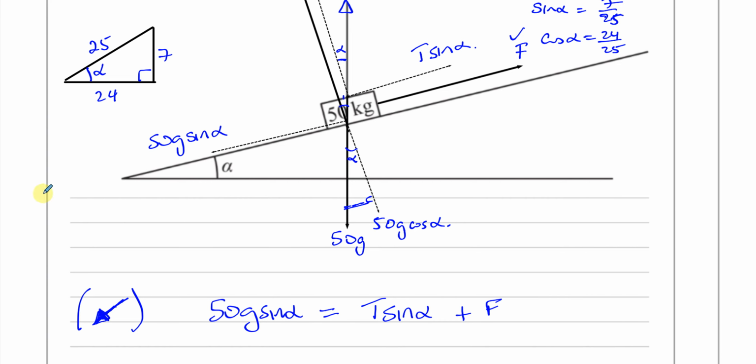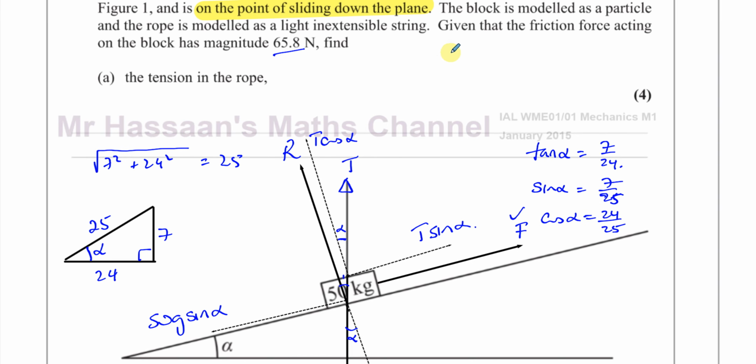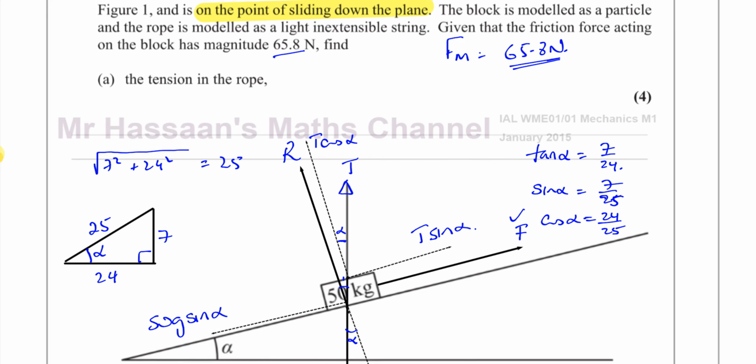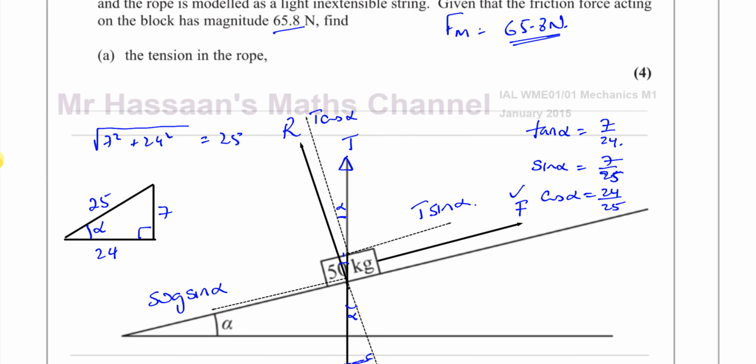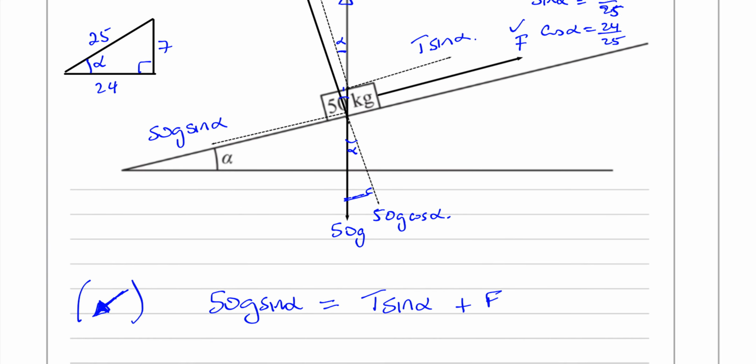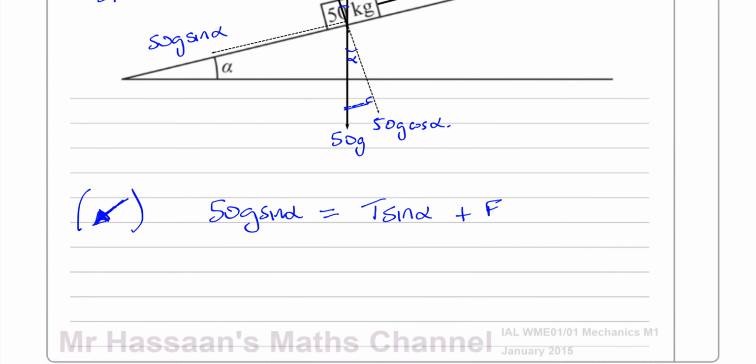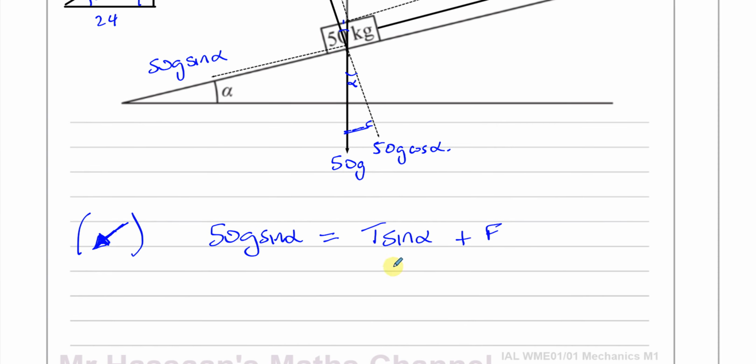Okay, plus f. And I know that f must be its maximum limiting value, which is 65.8 newtons, because it's about to slide down the plane. That's the maximum it can reach. They told us what the friction is anyway, so for this particular part we don't really have to consider that too much. But I can find what T is now because I know what F is.